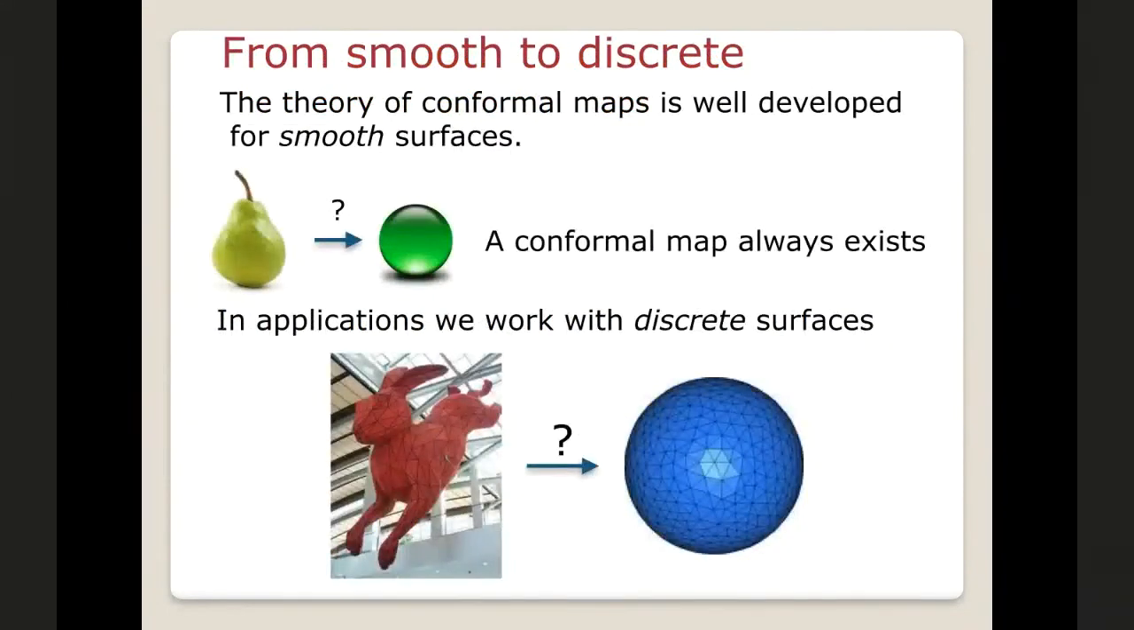In order to do that, I have to spend a couple of minutes talking about the passage from the smooth theory that I've discussed so far to the discrete theory. Because in application, shapes are described by triangulations, not by smooth metrics. When you have an image that's being described in some imaging software, it's usually described by some finite triangulation that approximates the geometry of the surface. And this could involve hundreds of thousands of vertices.